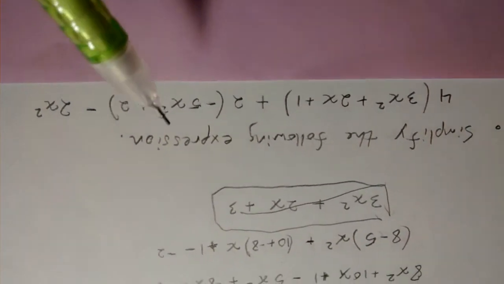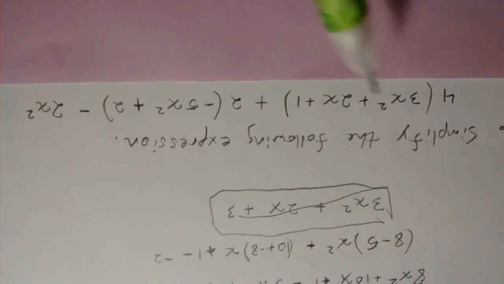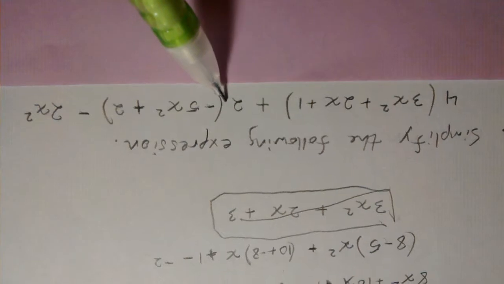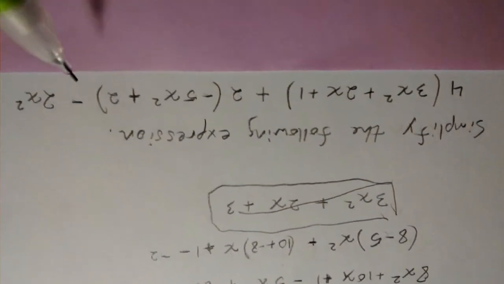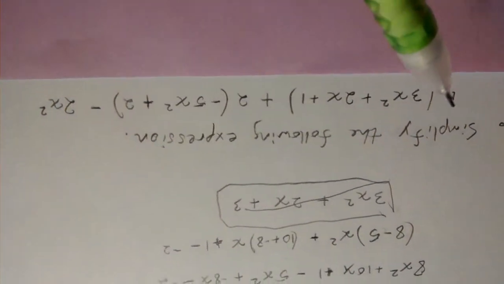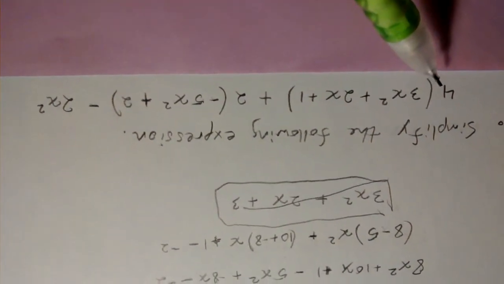So the idea of simplifying is to perform all these operations in here, meaning these two, this multiplication, that multiplication, and try to combine like terms as much as possible. Okay, so here's the deal. Hopefully you're thinking distributive property.